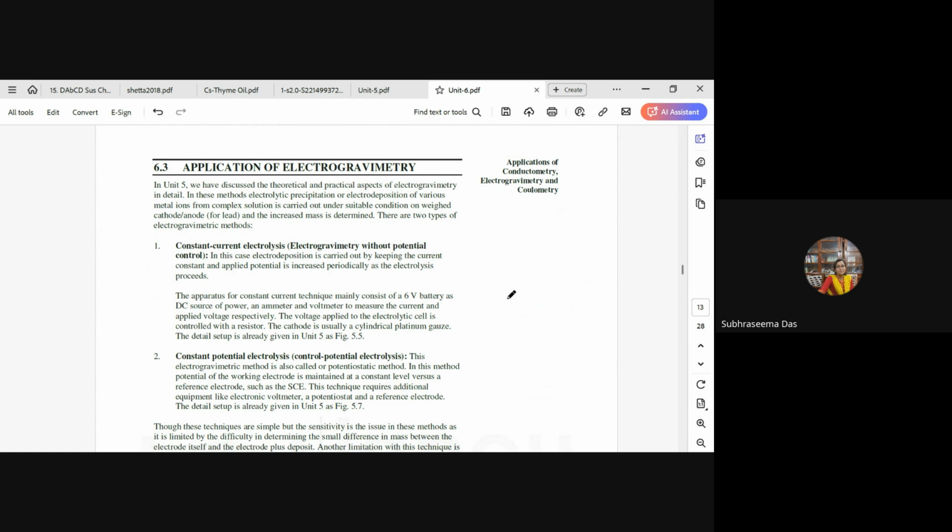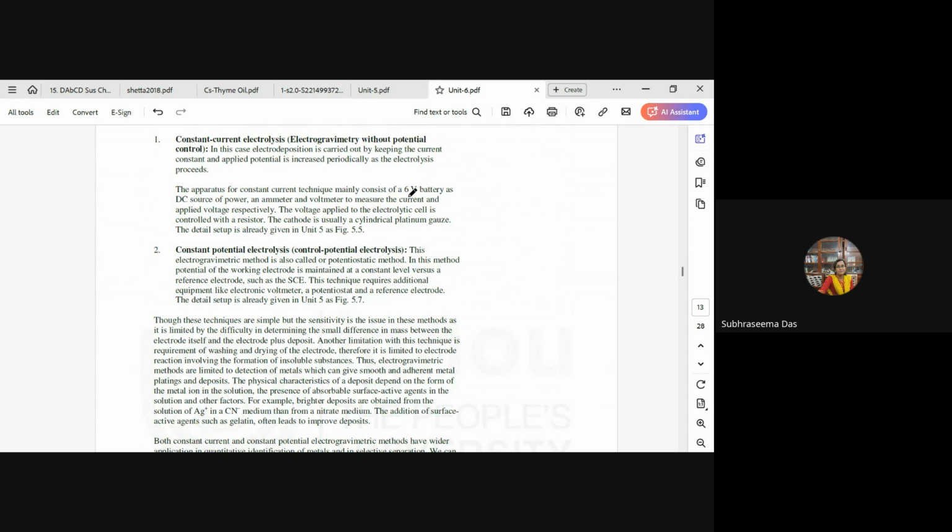the applied potential is increased gradually. The apparatus for the constant current technique consists of a 6-volt battery as the power source, an ammeter and a voltmeter. The ammeter measures current, and the voltmeter measures the voltage. The voltage applied to the electrolytic cell is controlled with a resistor.